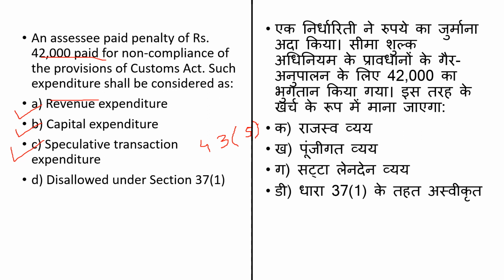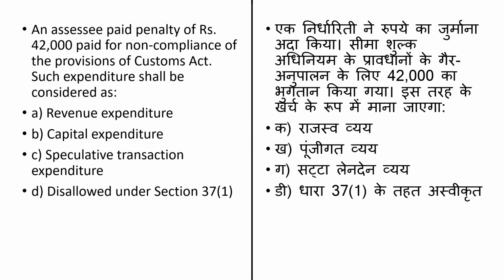And the last one is disallowed under Section 37 clause 1. Here Section 37 clause 1 of the Income Tax Act provides for the allowance in respect of any other item of expenditure not covered by any of the provisions contained in Sections 30 to 36, and it is limited to the amount actually expended during the previous year. The correct answer for this question is option D, that is disallowed under Section 37 clause 1.